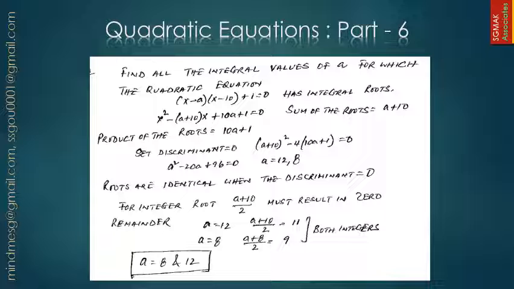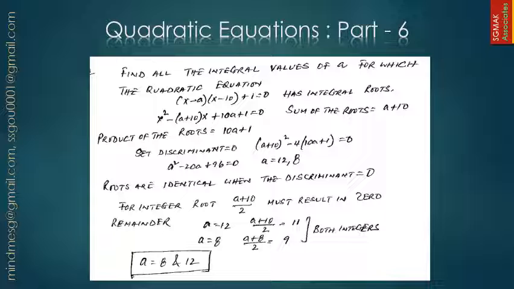So a squared minus 20a plus 96 equals 0. This quadratic equation has roots. If the discriminant is 0, then we get the values 12 and 8. Now, discriminant 0 makes the roots identical. So for a equal to 12, we get two identical roots. For a equal to 8, we also get two identical roots.